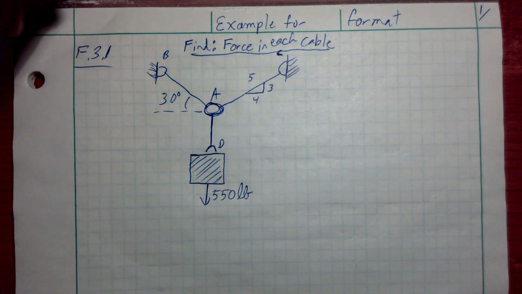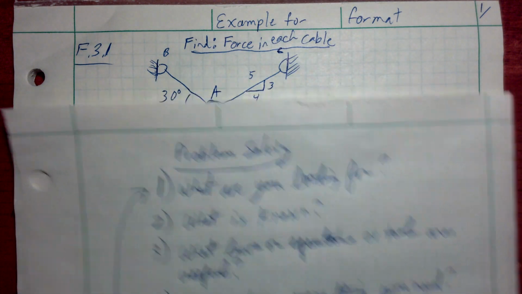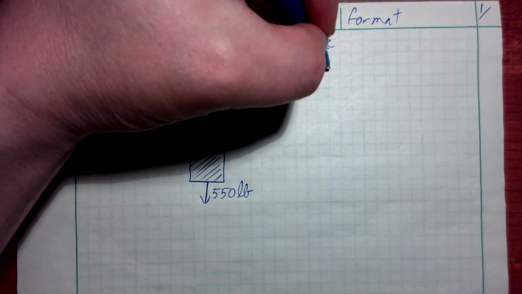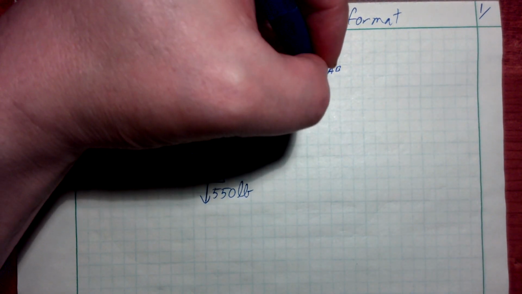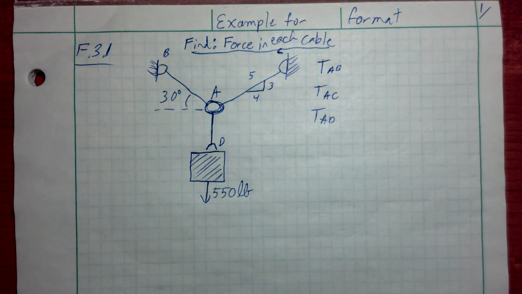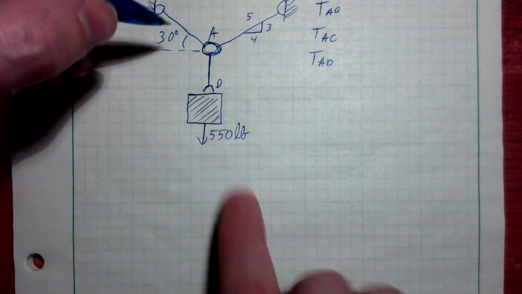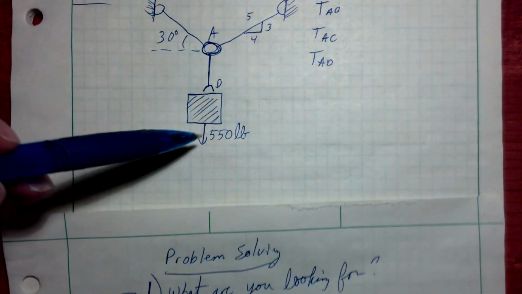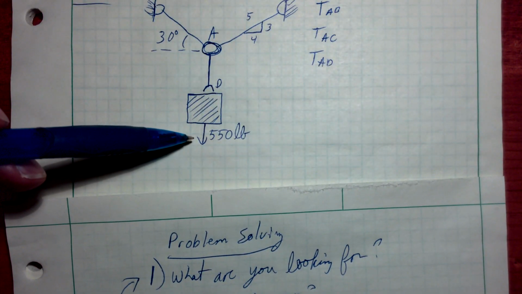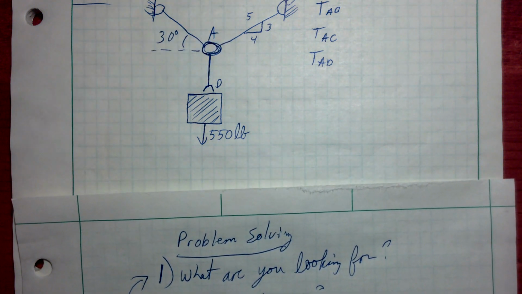Let's look at this particular problem. So what we figured out is what we're looking for: we're trying to find tension AB, tension AC, and tension AD. That's what we're after. So how do we find that? Well, what is known? What we do know is I've got 550 pounds here. That's about it. And I do know the geometry on these guys.